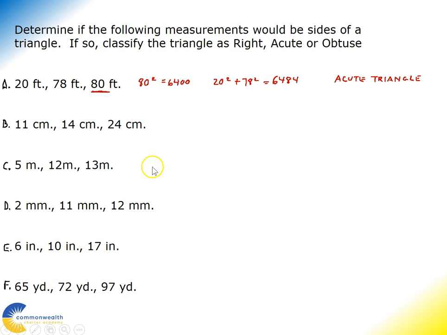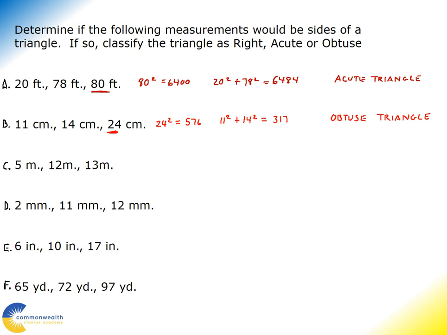When I look at B, again, I'm focusing my attention on the biggest side. I can see that the two other sides of the triangle add up to more than that third side, so it definitely is a triangle. When I do 24 squared, I get 576. When I do 11 squared plus 14 squared, I get 317. So the bigger side squared is more than the sum of the squares of the two smaller sides. That's a sign that it's an obtuse triangle.